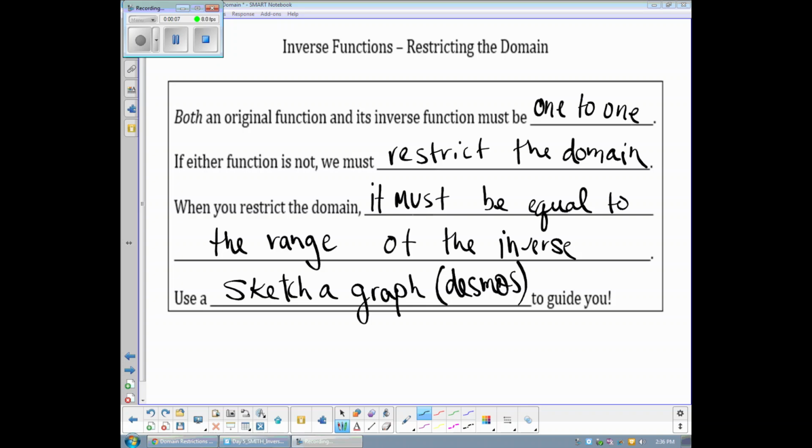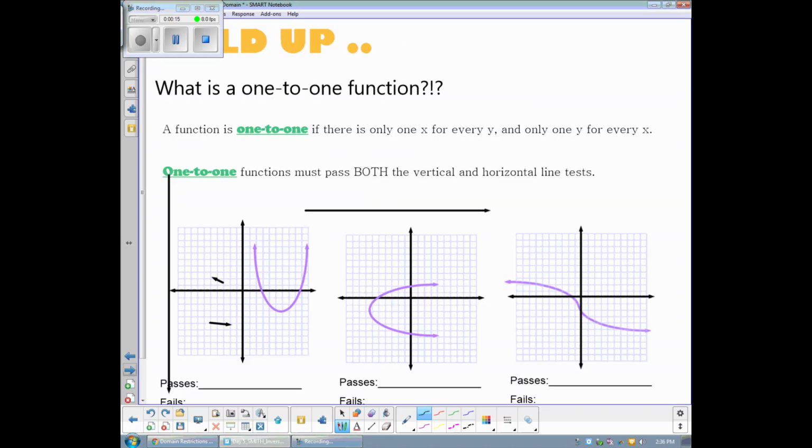Restricting the domain worksheet. And one of the things we were talking about is that an inverse must be one-to-one. Now let's analyze a little bit more what that means. If a function's one-to-one, then there's only one x for every y and only one y for every x. So the function needs to pass the vertical and the horizontal line test.